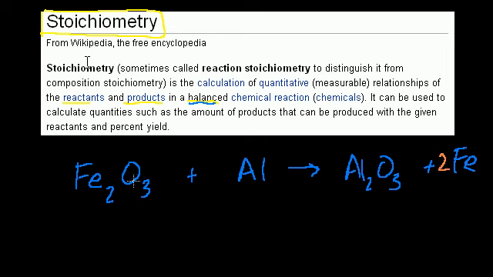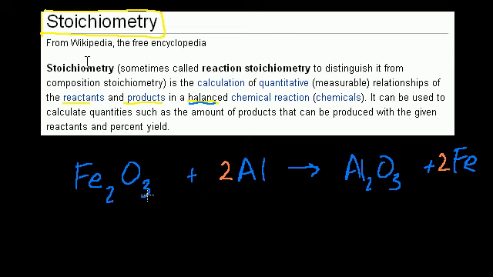All right. Oxygen, we have 3 on this side and 3 oxygens on that side. That looks good. Aluminum, on the left-hand side, we only have 1 aluminum atom. On the right-hand side, we have 2 aluminum atoms. So we have to put a 2 here. And we have balanced this equation. So now we're ready to do some stoichiometry.